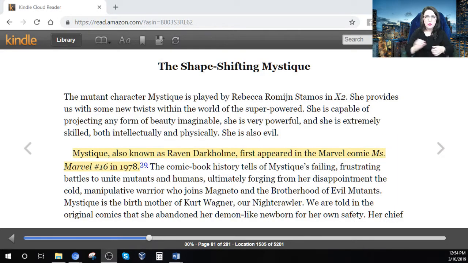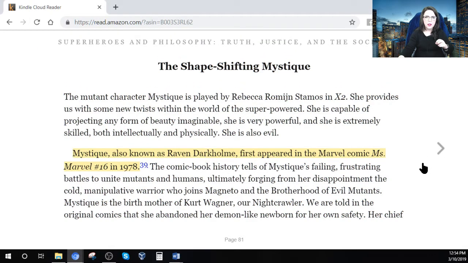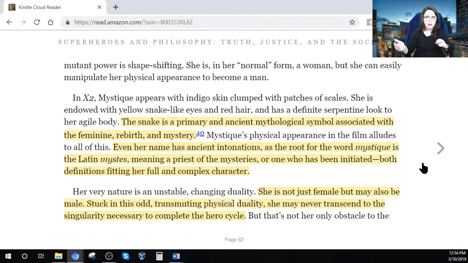Now, in the paper version, Mystique is actually the mother of Kurt Wagner, but in the cinematic version, she is not. So remember that sometimes when we make a cinematic comic book movie, we will change the narrative. And I just want you to keep that in mind as you're reading Housel's paper, because sometimes it could become confusing if you're not careful with it.